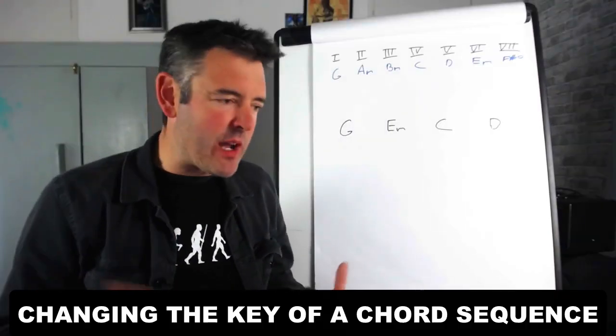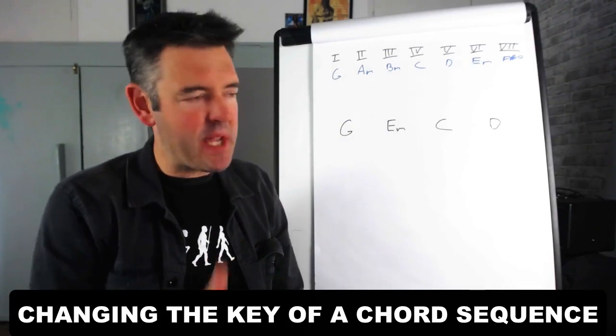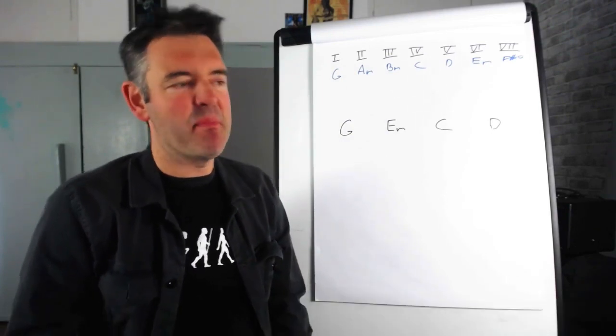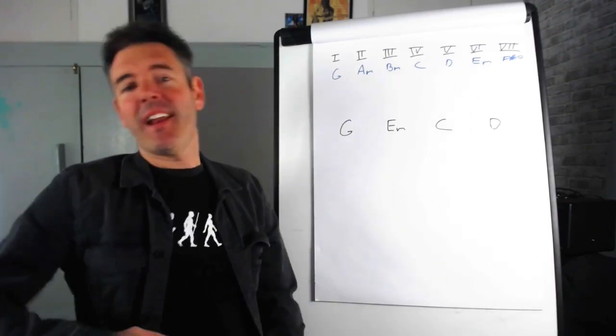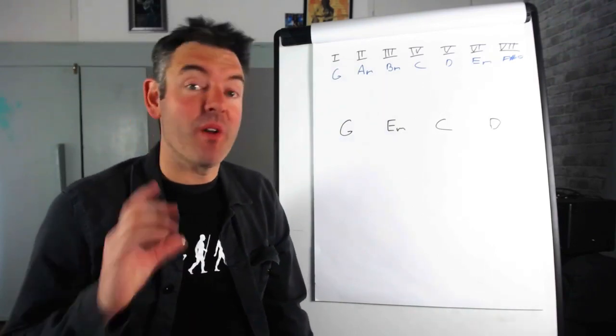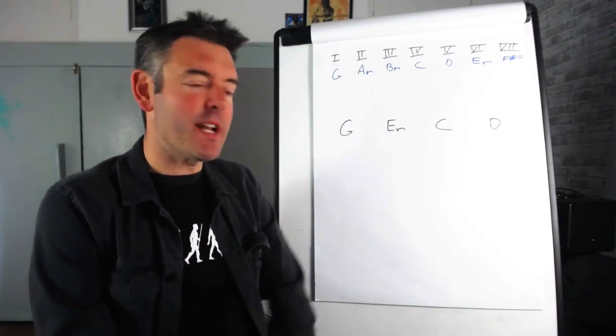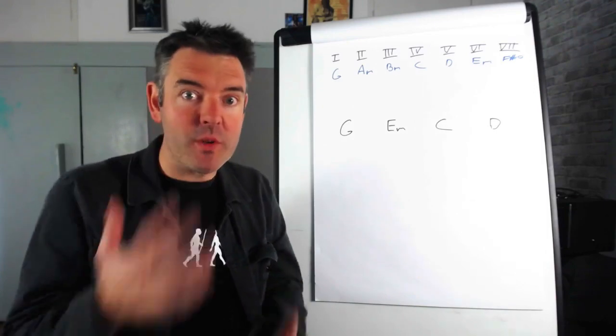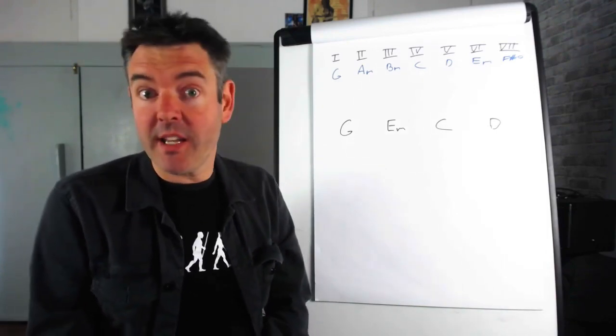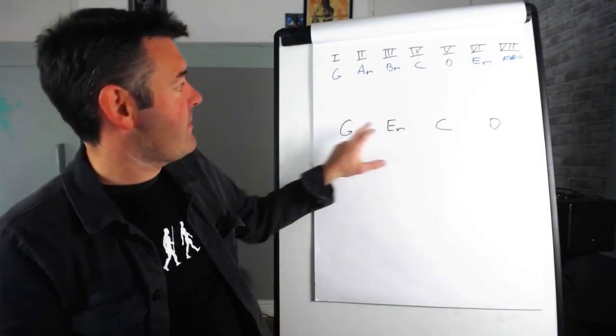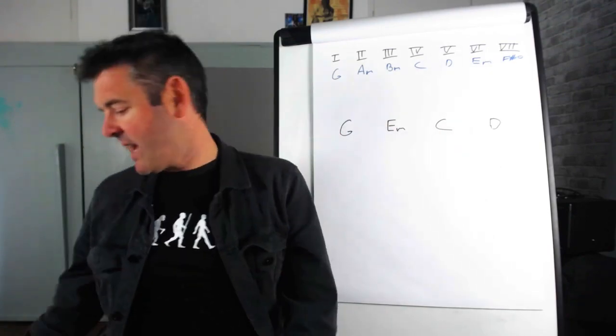Okay, so this stuff's all very well, but why do we need to know it? I mean, being able to label chord sequences like that maybe doesn't seem that important to you. Let's take a practical example of why it can be really helpful here. So let's say you've written a song for a friend of yours who's going to sing it, and your song's in the key of G, and it's going G, E minor, C, and D.